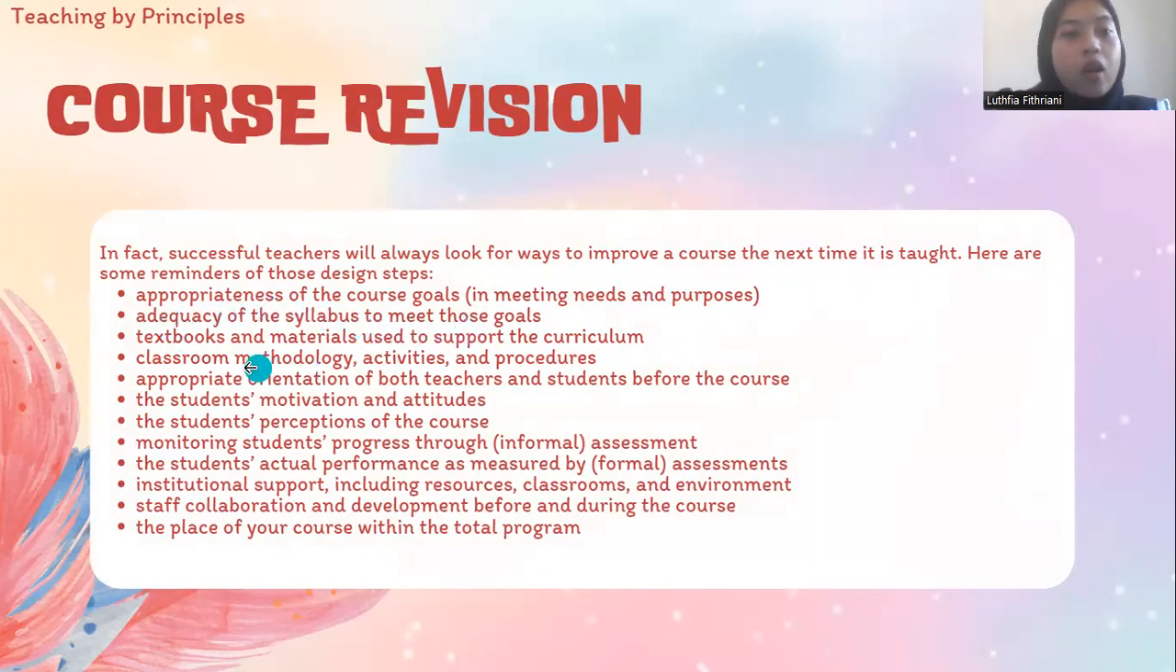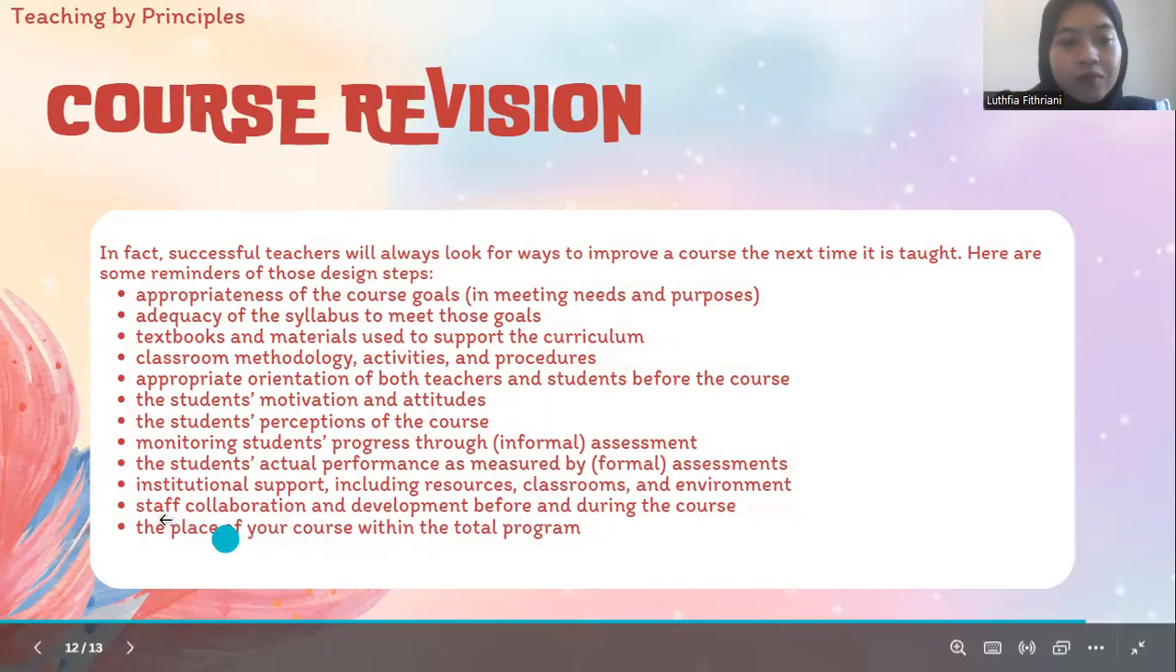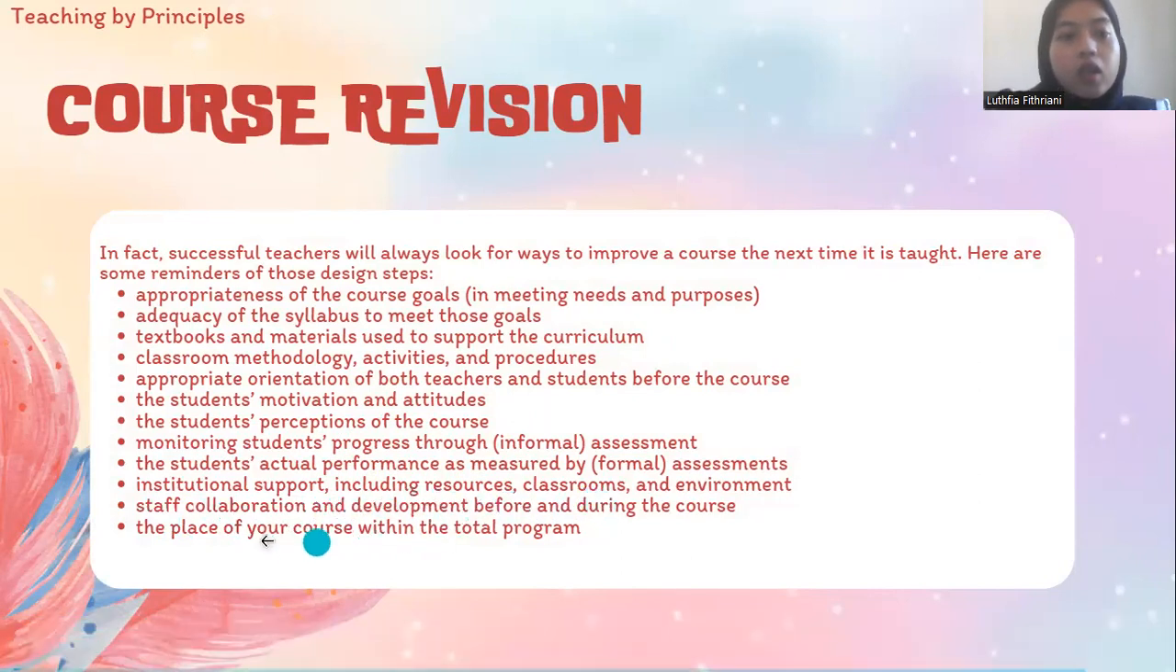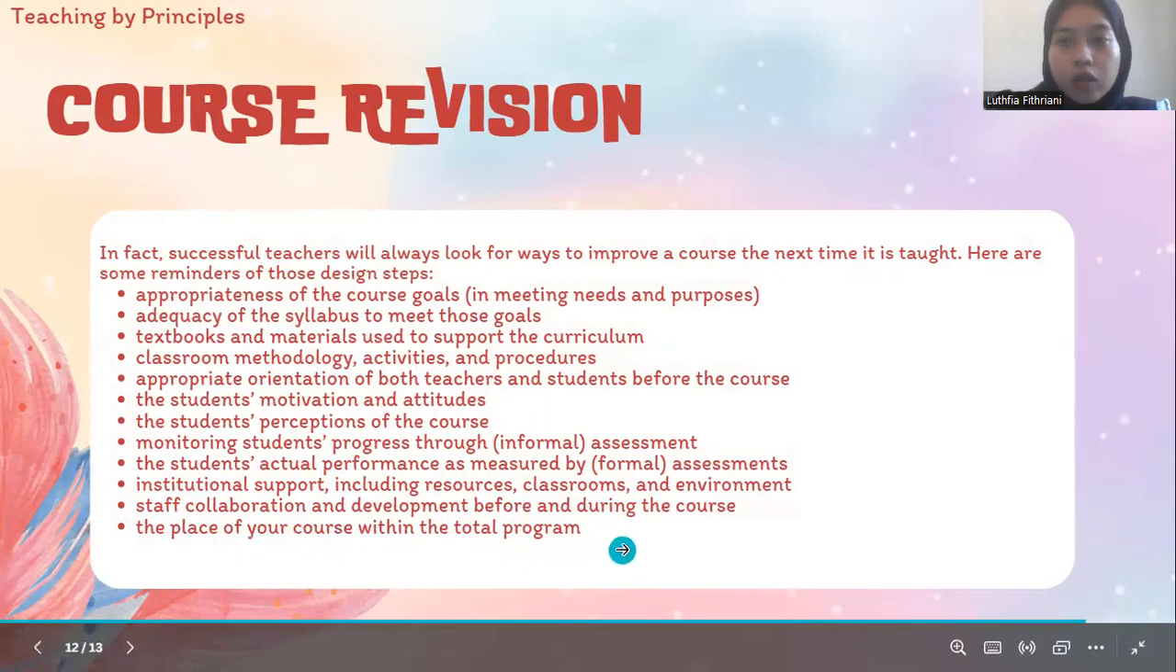Appropriateness of course goals, adequacy of the syllabus to meet those goals, textbook and materials used to support the curriculum, classroom methodology, activities, and procedures, appropriate orientation of both teacher and students before the course, the students' motivation and attitude, the students' perception of the course, monitoring the students' progress through assessment, the students' actual performance as measured by assessment, institutional support including resources, classroom and environment, staff collaboration and development before and during the course, and the place of your course within the total program.